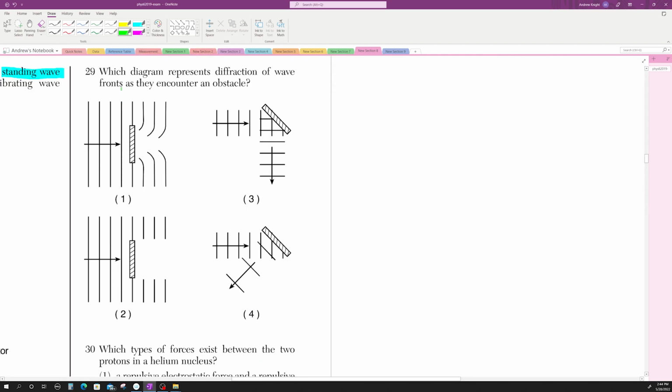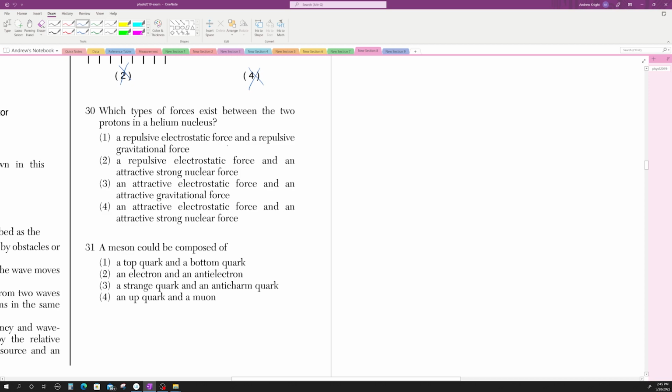Question number 29. The diagram represents diffraction. Remember, diffraction deals with the bending of waves around an obstacle. Typically, the diagram that they show you looks like this. You have your waves coming in, and they would bend around that particular opening just like that. In this case, what can we eliminate? Well, 3 is reflection, so 3 is out. 4 is reflection, 4 is out. 2, no, these waves should have a bent curve to them in choice 2. That is not there, which leaves us choice 1 as our answer.